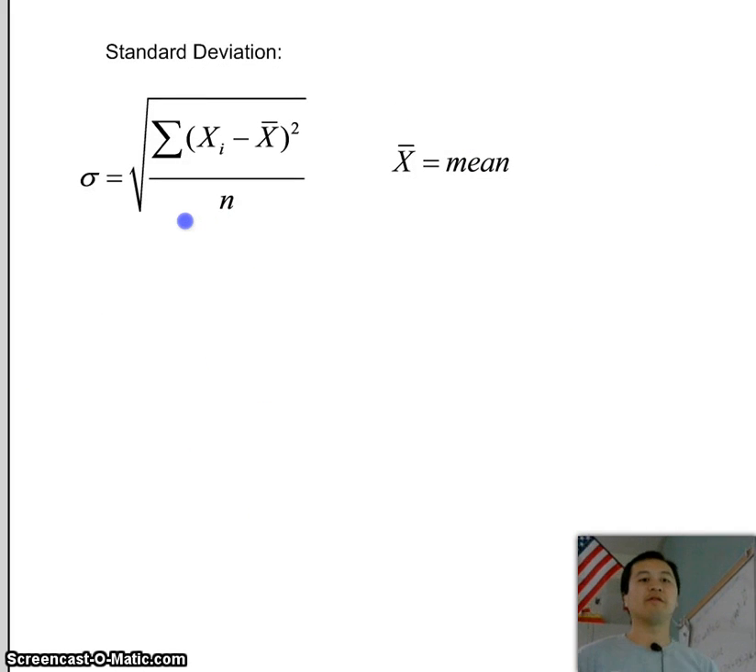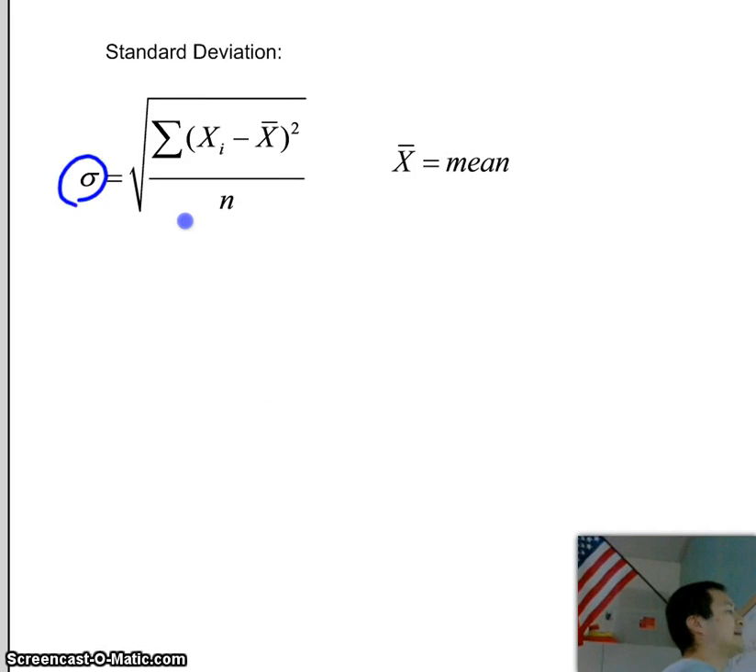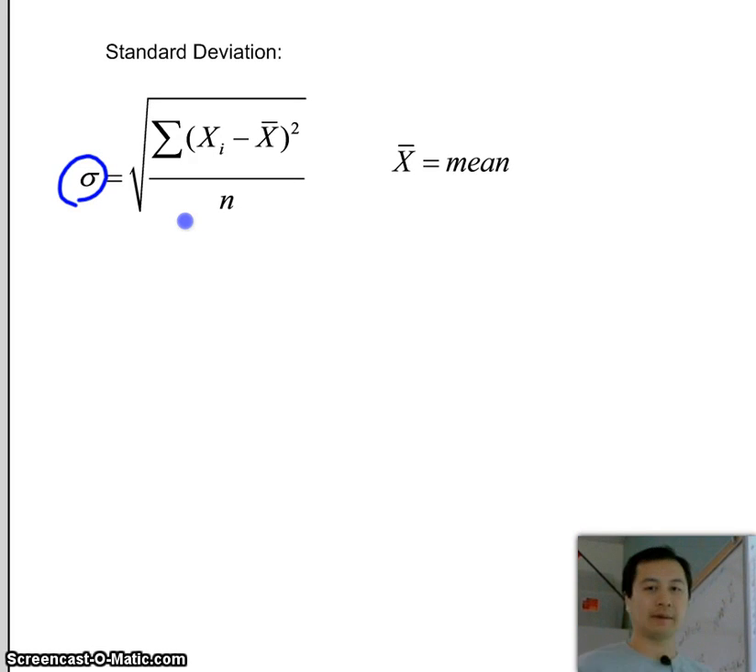Standard deviation, here's the formula. The standard deviation symbol is this. It is the square root of the sum of all the numbers minus the mean, squared, divided by the number of numbers, where X with the bar is the mean. Wow, that's confusing, right? So this is what we're going to do. We're going to do one problem. You might not understand it completely, but I'm going to show you the process, and then we're going to do another problem, and I'll explain the process to you. Does that kind of make sense?